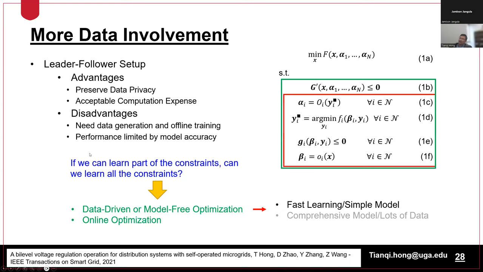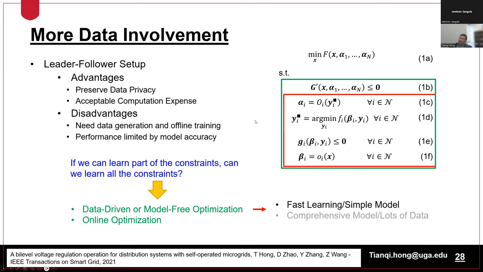However, the question here is: if we can learn part of the constraints, can we learn the entirety of the constraints, which is described in this green box? By doing so, we are converting the model-based method into a data-driven or model-free optimization. We can also add an online optimization feature to the method.